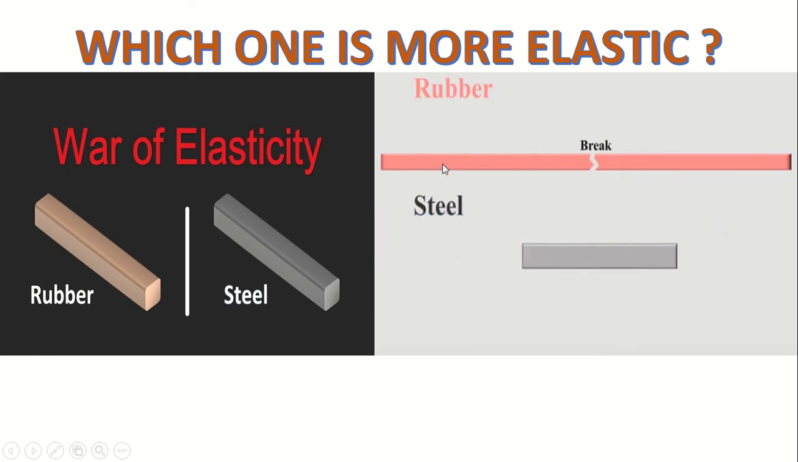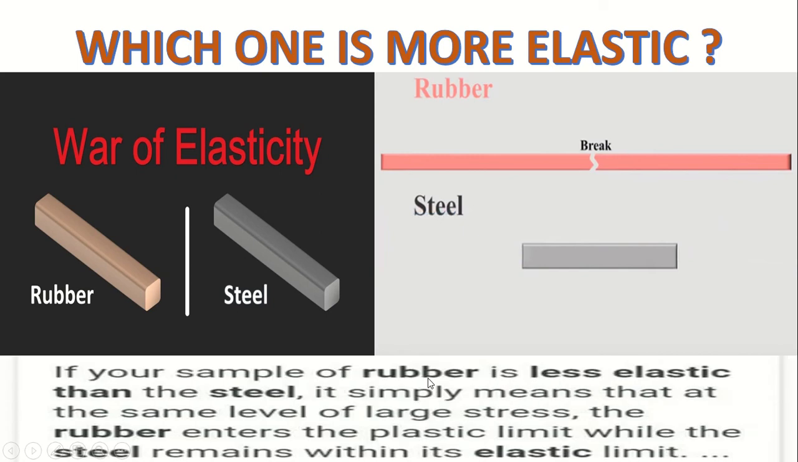Look here. If the elastic limit is crossed, then the rubber will be torn off, but the steel will not. By applying the same amount of force to the rubber and to the steel, the rubber will be torn off. So if your sample of rubber is less elastic than the steel, it simply means that at the same level of large stress, the rubber enters the plastic limit while the steel remains within its elastic limit.